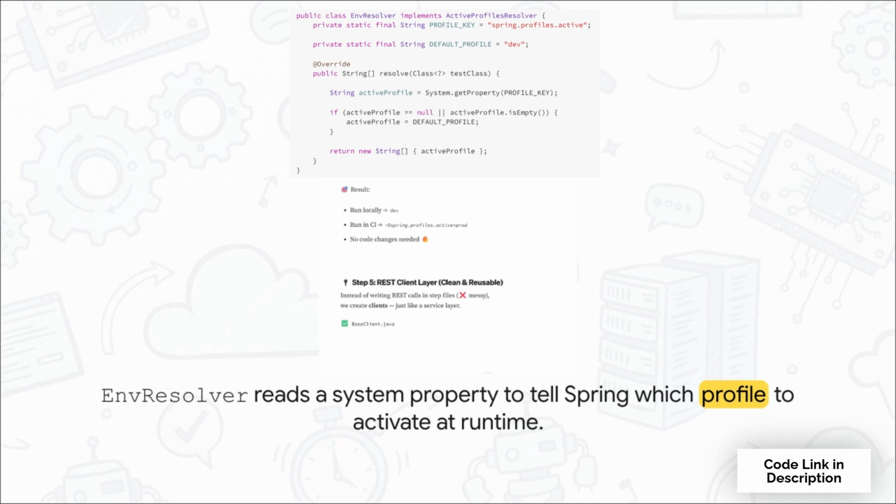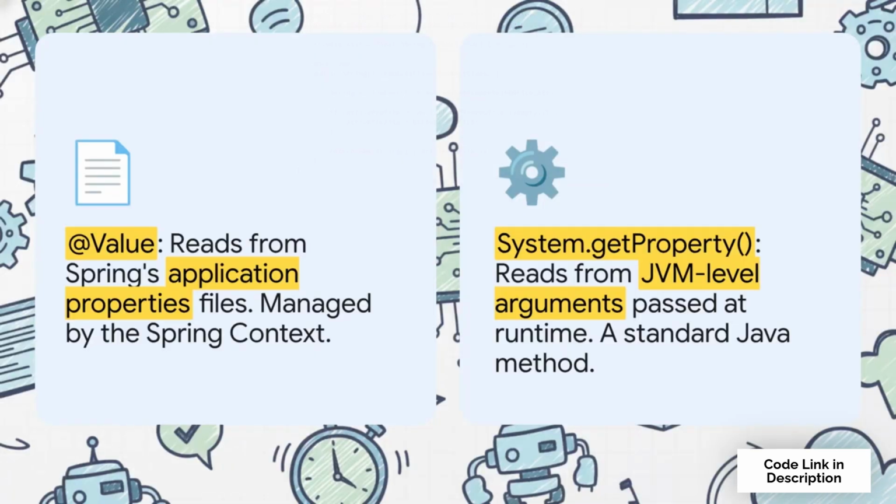And the logic inside its resolve method is simple. It just looks for a system property called spring.profiles.active. And this is a really important distinction to understand. The @Value annotation we used earlier reads from our application properties files, which are managed by Spring. But System.getProperty, on the other hand, reads properties that are passed directly to the Java virtual machine when the program starts, usually from the command line. They work together as a team. System.getProperty tells us which profile we want, and then @Value goes and reads the right values from that profile's file.